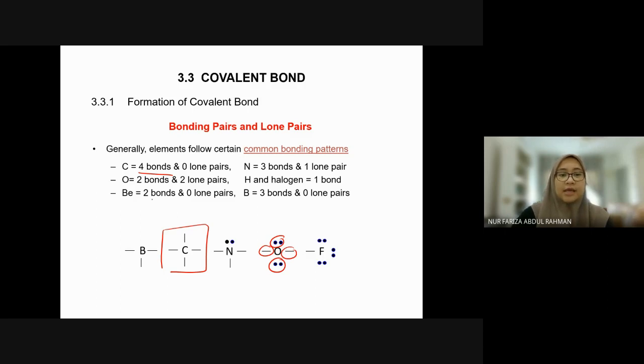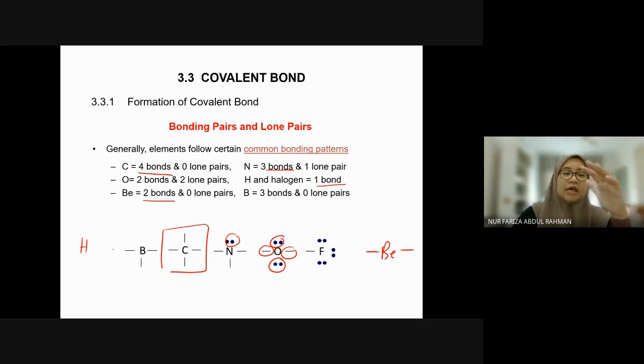Beryllium has 2 bonds. There's no beryllium here. Beryllium has 2 bonds without lone pairs. Nitrogen on the other hand has 3 bonds. Normally nitrogen forms 3 bonds with 1 lone pair. Hydrogen and halogens normally form 1 bond only, and the rest are all lone pairs. Hydrogen obviously has no lone pair.